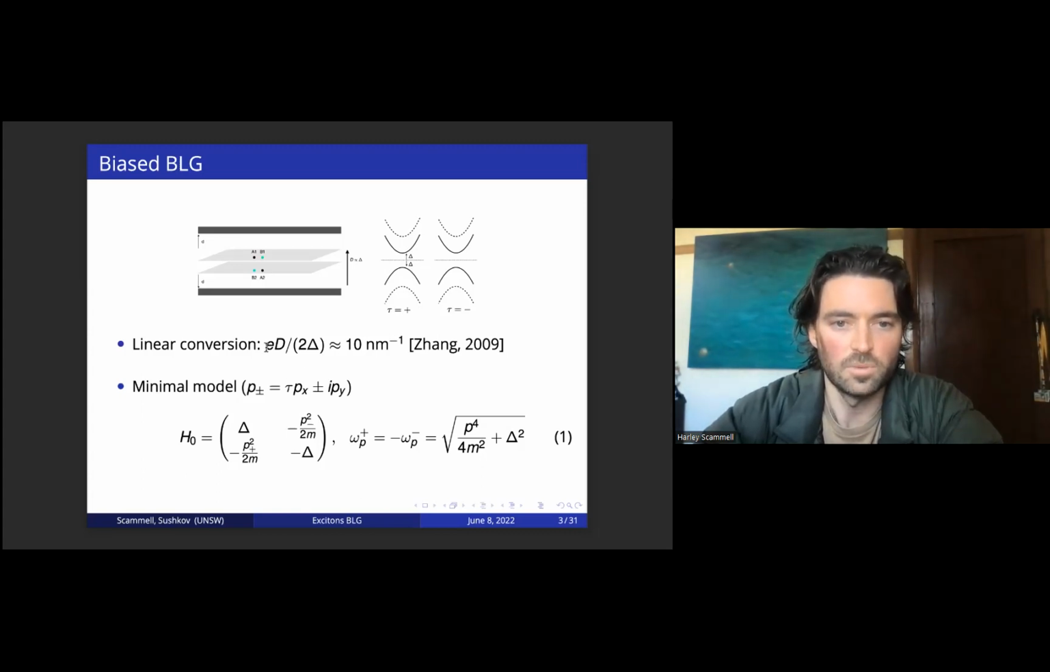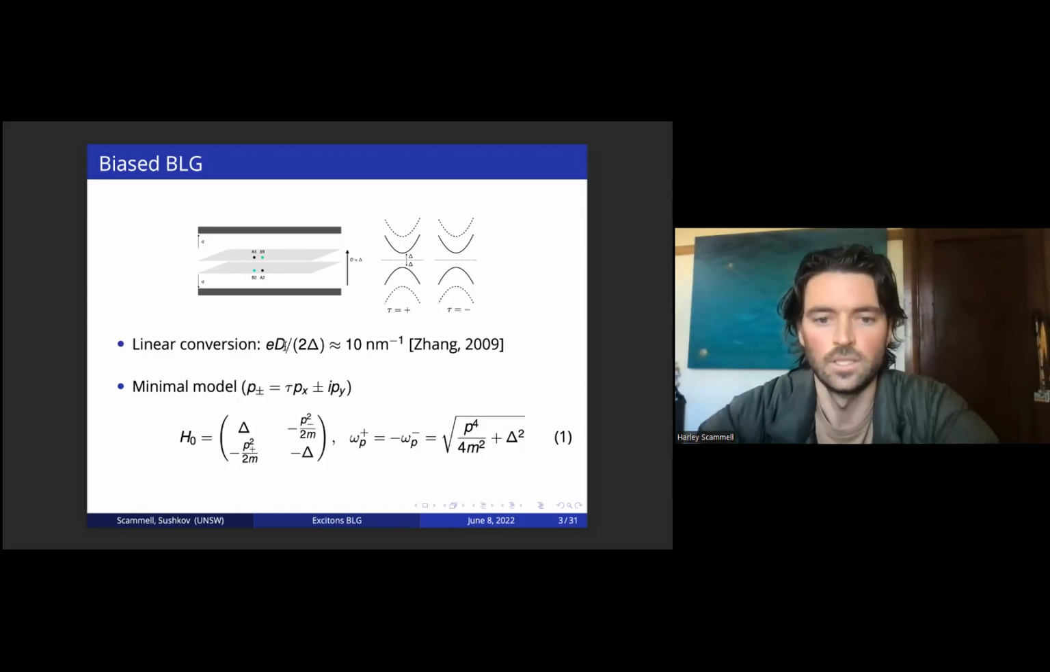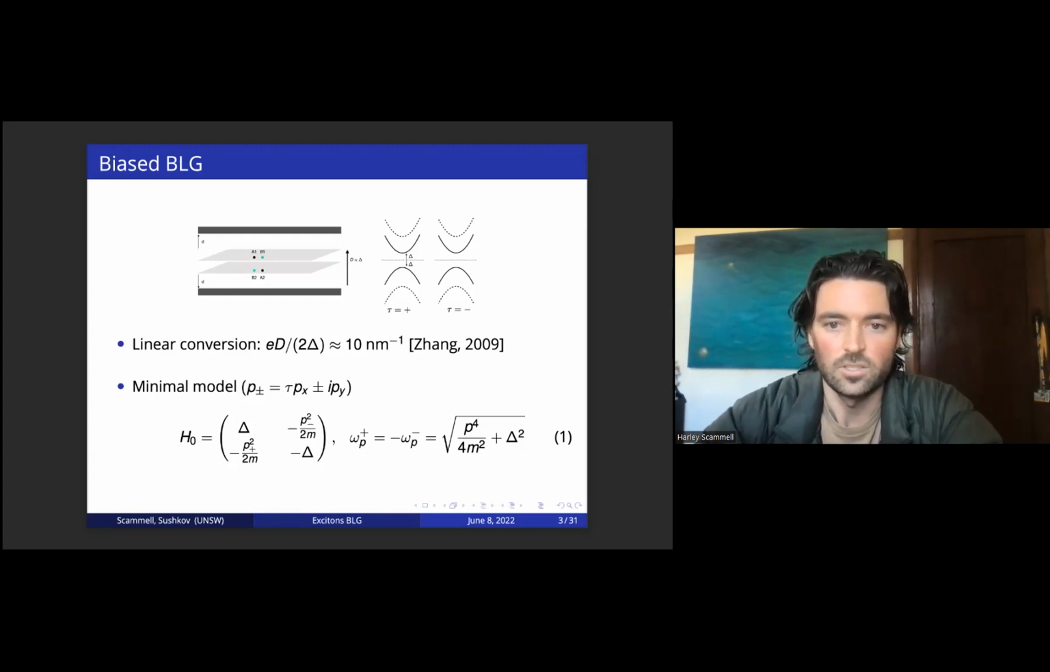What's been measured experimentally is that this bias field D is linearly proportional to the band gap. And this is true for a huge range of field. So we'll just take this as a given. This is in this experiment by Zhang. The minimal model that describes this band structure is given here. It's very, very simple. And this just describes the solid lines.